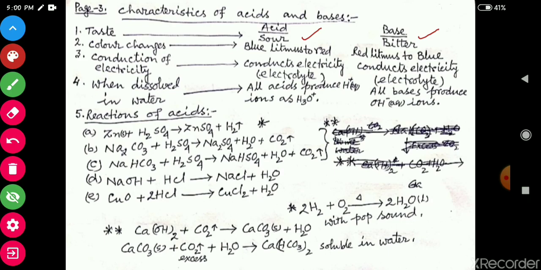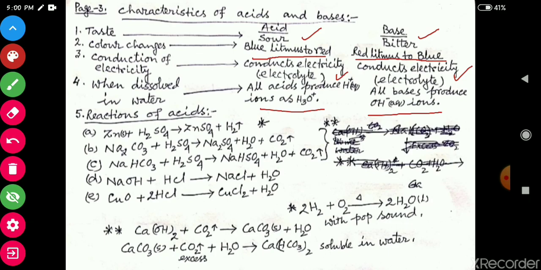Color changes: blue litmus changes to red in acid. In base, red litmus changes to blue. Conduction of electricity: both acids and bases are conductors of electricity, hence both are called electrolytes. When dissolved in water, all acids produce hydronium ions, that is H3O+. All bases produce OH- ions.